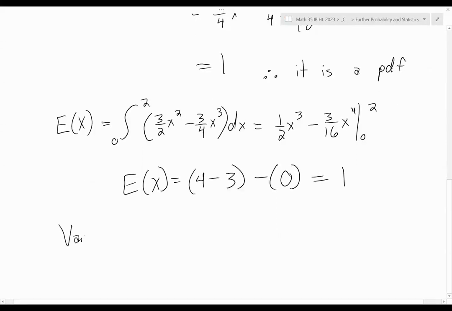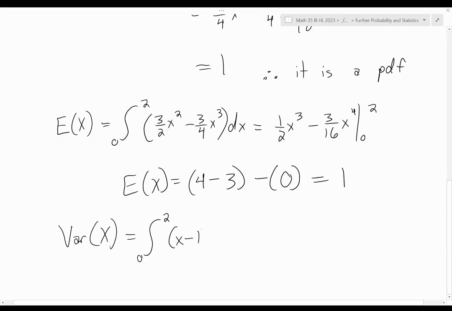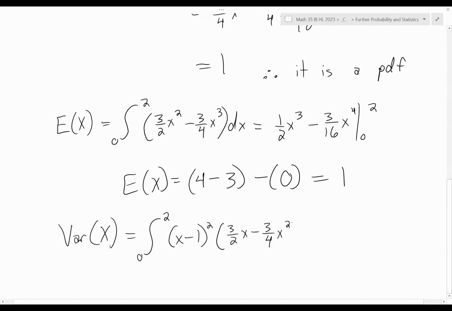For the variance, well, this time I need the mean. So the variance is the integral of (x minus 1) squared times f of x, which is 3 over 2 x minus 3 over 4 x squared. This one, I'm just going to find the integral using technology. I mean, you certainly could distribute it out, integrate it, and so on. Using technology, I get that this area is 0.2. So the variance of this probability distribution is 0.2 with an expected value of 1.